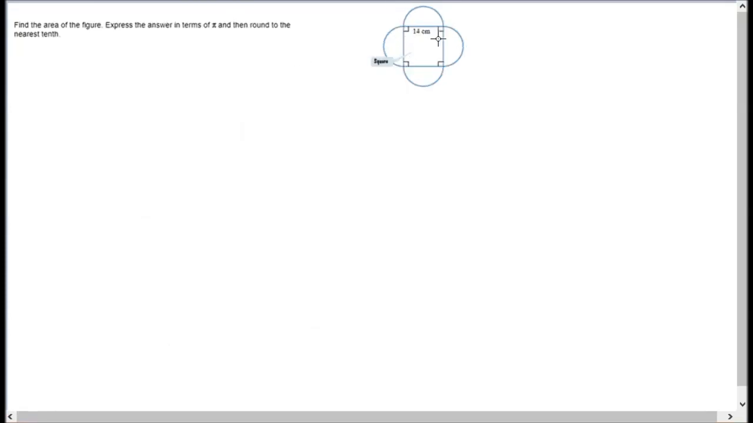Okay, notice that this is a square, and then that's a diameter of a circle, and 2 of them. So the first part is we have a square. For the first part here, we'll do 14 squared to get the area all the way inside there. And then we have 1, 2 circles.